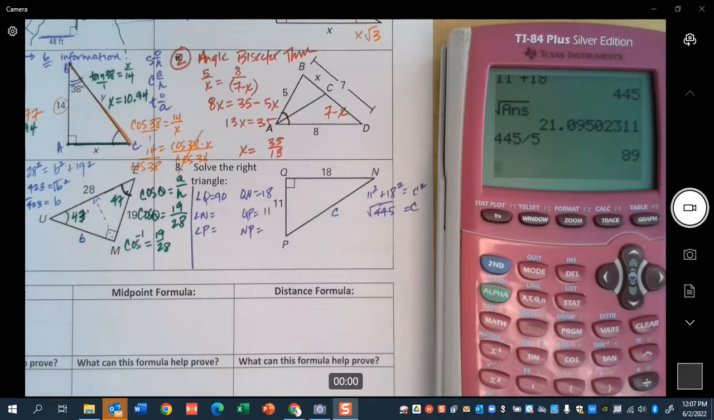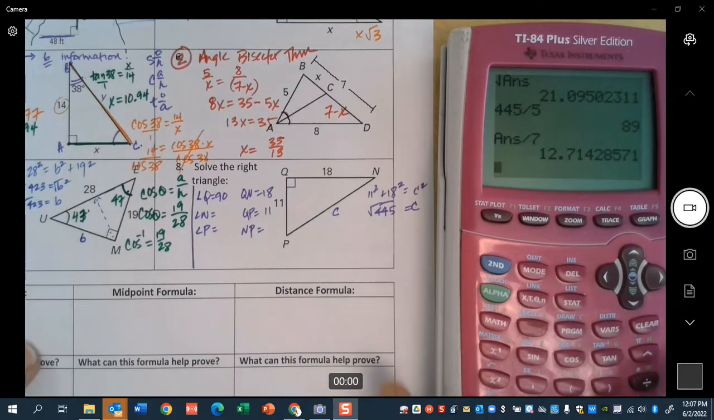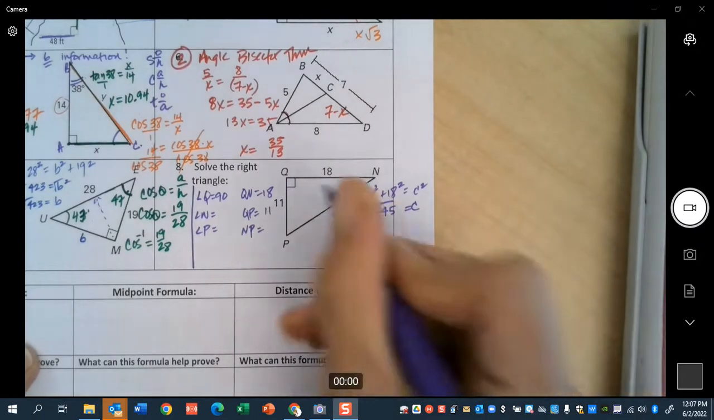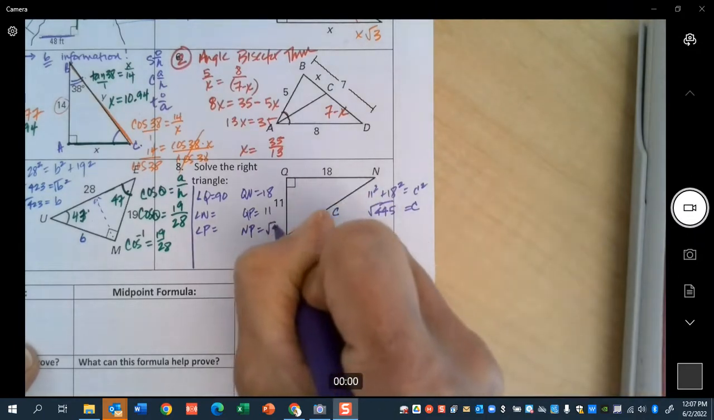Does 7 go into 89? Negative. 8 doesn't go, 9 doesn't go, 10 doesn't go. I think we're going to leave it be prime, right? What do you think? So we can just say that C, this side length here, the distance from N to P, is the square root of 445.